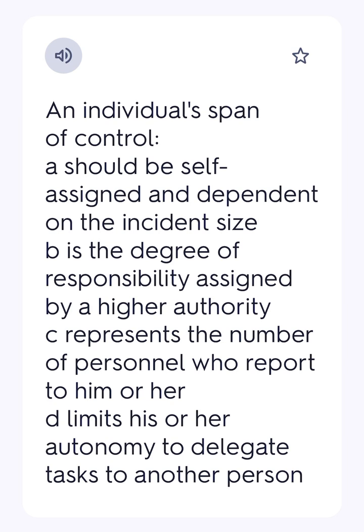An individual's span of control, A, should be self-assigned and dependent on the incident size. B, is the degree of responsibility assigned by a higher authority. C, represents the number of personnel who report to him or her. D, limits his or her autonomy to delegate tasks to another person.